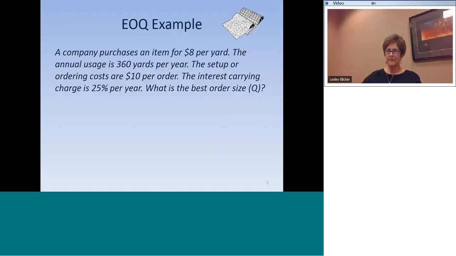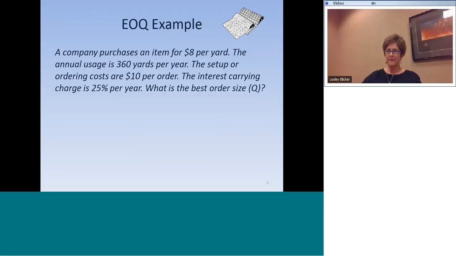So let's do an example. A company purchases an item for $8 per yard, and that can be a yard of just about anything, carpeting, flooring, whatever you want it to be. But the yard is the same thing as a single unit. The annual usage is 360 yards per year. The setup costs or ordering costs are $10 per order, and the interest carrying charge is 25% per year. What is the best order size, or Q?